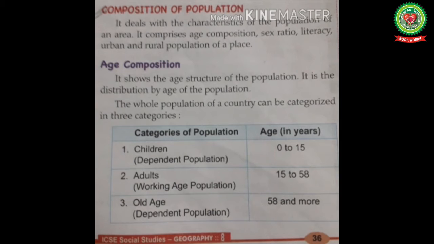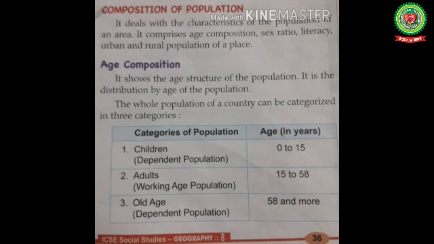Next point is composition of population. It deals with the characteristics of the population of an area. It comprises age composition, sex ratio, literacy, urban and rural population of a place. Number one is age composition.